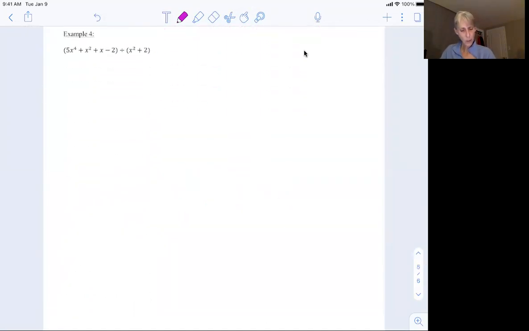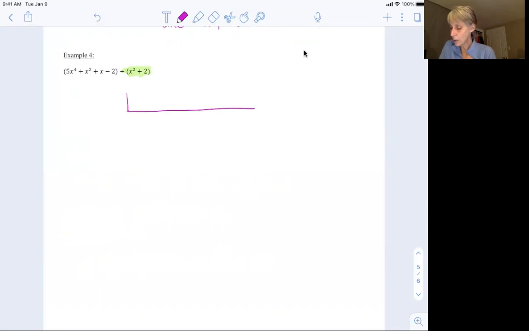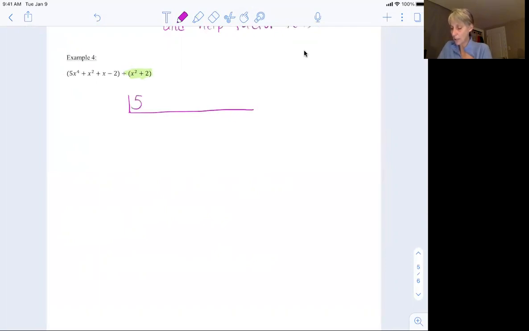Actually, I'm not even going to do it, because it's just another long division. I'll work it out very, very quickly just to show you. How did I know it was long division? X squared plus 2, and I have no way to rewrite that as a linear factor. But our focus in our class is going to mainly be with synthetic right now.